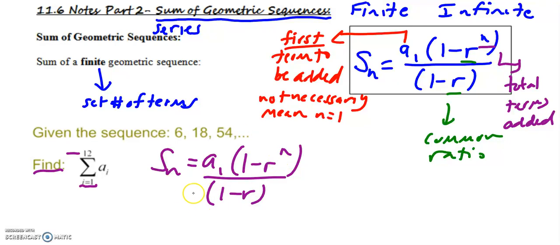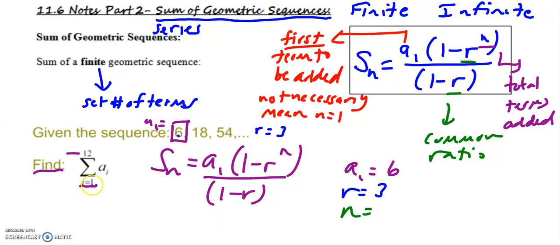we need to find all this information. Well, it says here, according to the sequence, that my first term, a sub 1, is 6. So my a sub 1 value is 6. The common ratio isn't outright given to me, but we do have the sequence here. So if you took 18 divided by 6, you would get that the common ratio is 3. If you took 54 divided by 18, the common ratio is still 3. And then n is the total number of terms that we're talking about. So if you counted from 1 to 12, 1, 2, 3, 4, 5, 6, 7, 8, 9, 10, 11, 12, you are talking about 12 terms that you're adding up.